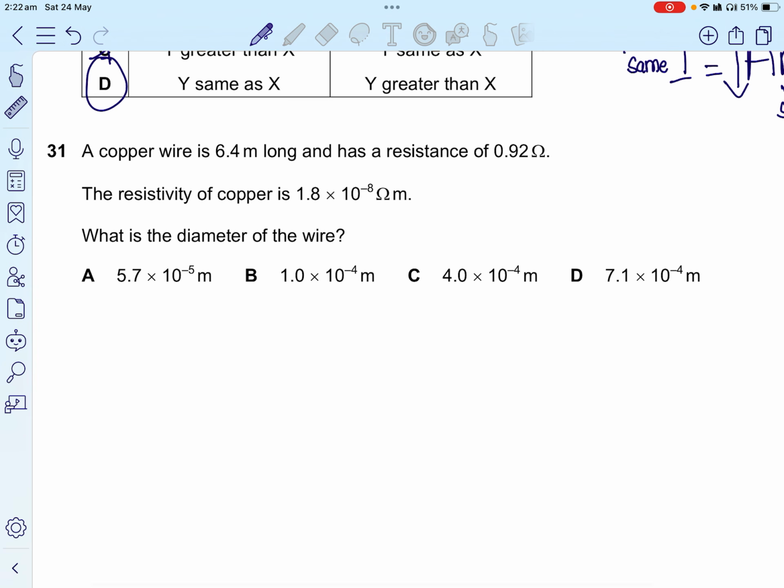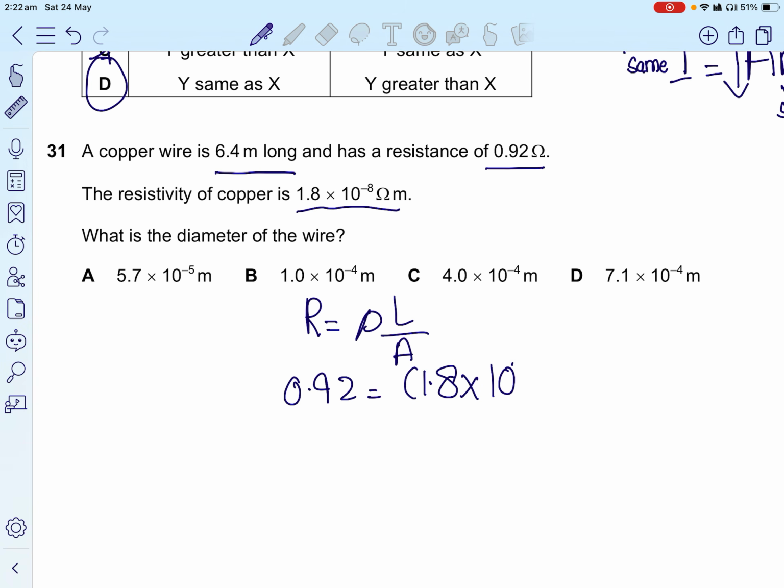31. A copper wire has a length of 6.4 meters and a resistance of 0.92 ohms. The resistivity is given as 1.8 into 10 raised to negative 8 ohm meters. What is the diameter of the wire? Now we know that the resistance is equal to the resistivity into the length over the area. The resistance is given as 0.92, equal to the resistivity, 1.8 into 10 raised to negative 8, into the length, which is 6.4, divided by the area.